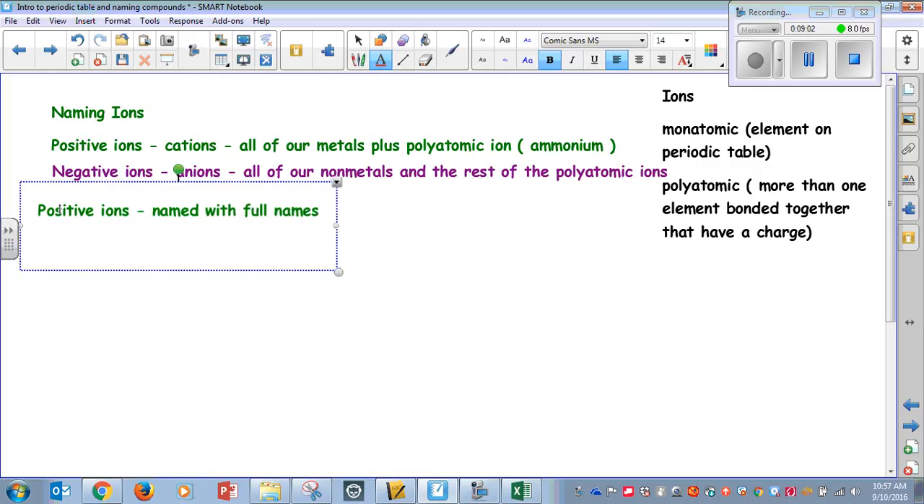And there are three types. We have our group 1, group 2, silver, zinc, and aluminum ions. Those are our monatomics. Their names don't change at all.